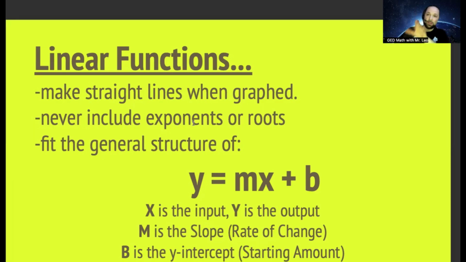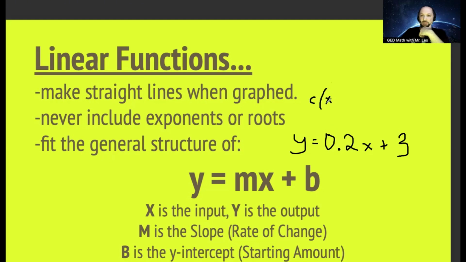We're talking linear, straight. All linear functions fit this general structure of y equals mx plus b. The function we just looked at could be written as this: y equals 0.2x plus 3. That's the shipping function we just looked at. Of course, we saw it written with slightly different terminology, c of x, but you'll notice the structure is identical. This is all about the language of math and really grasping the meaning.